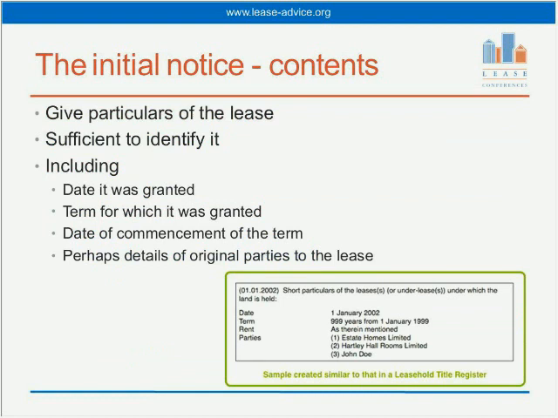The initial notice should also give particulars of the lease, again sufficient to identify it as being the subject of the lease extension. At the very least, it should include the date it was granted, the term for which it was granted, and the date of commencement of the term. You don't have to put in the original parties to the lease, but why not? It's sufficient to identify it.